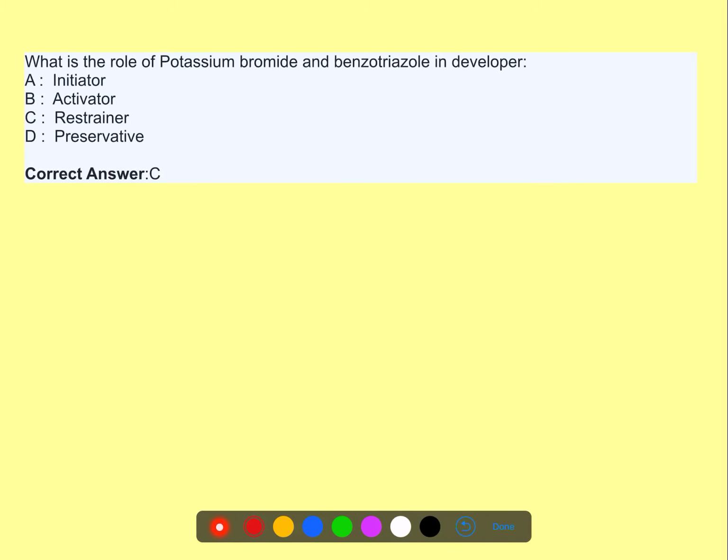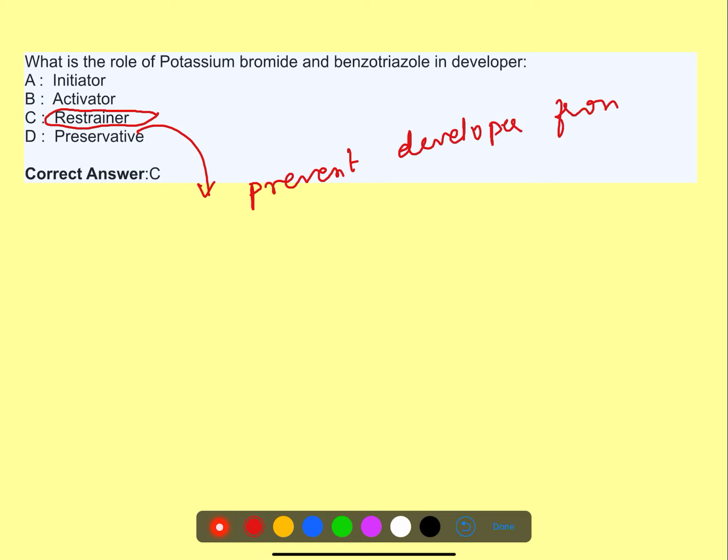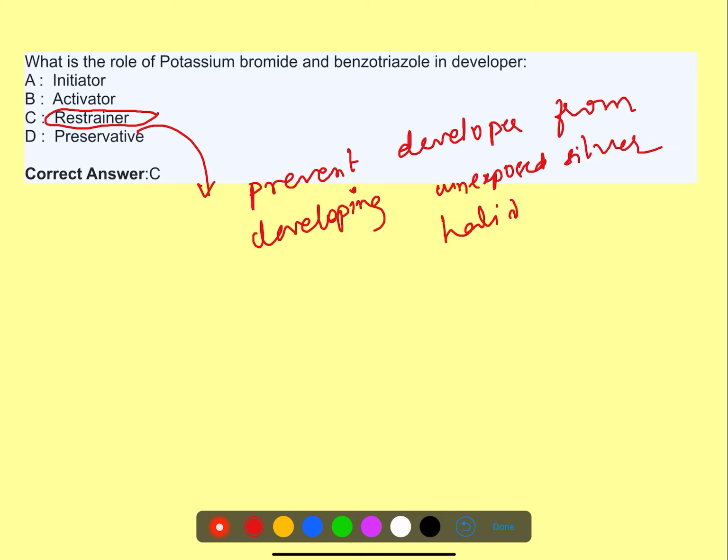What is the role of potassium bromide and benzotriazole in the developer? They both act as a restrainer. Restrainer means it prevents the developer from developing unexposed silver halide crystals. So this is the definition of restrainer, which is potassium bromide and benzotriazole which are present in the developer.